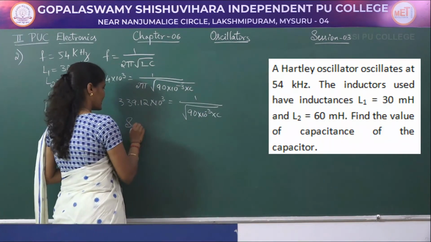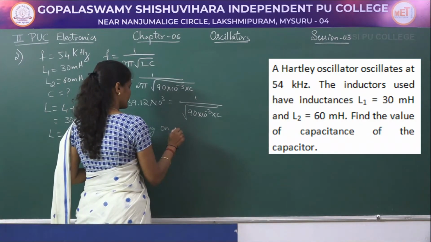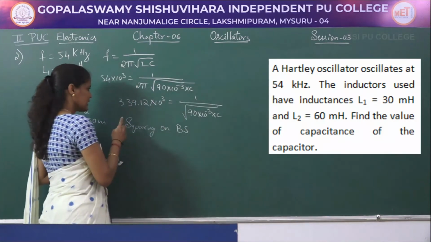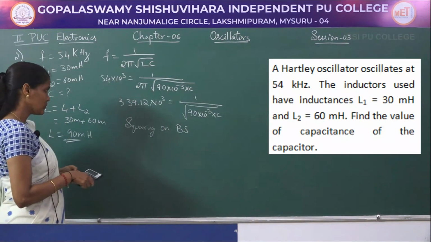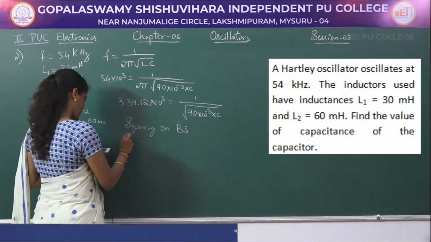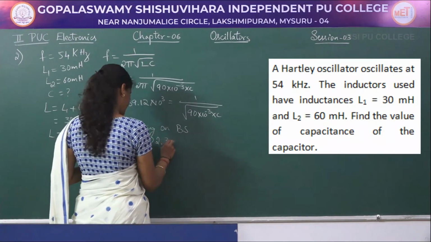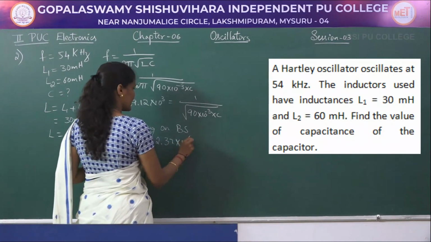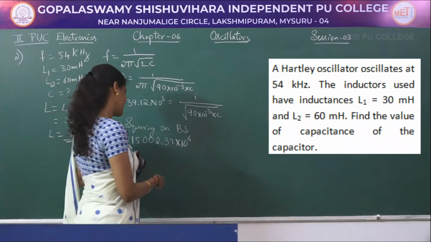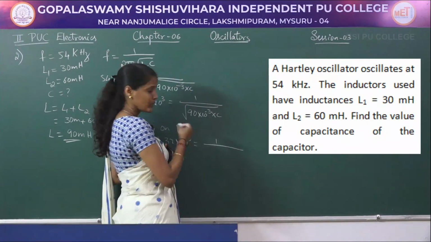So squaring on both sides, 339.12 into 339.12 gives me 11500.237 into 10 to the power of 6 whole square. So 3 square and 3 into 2 is equal to 6 is equal to 1 divided by this, the square root gets cancelled with the whole square.